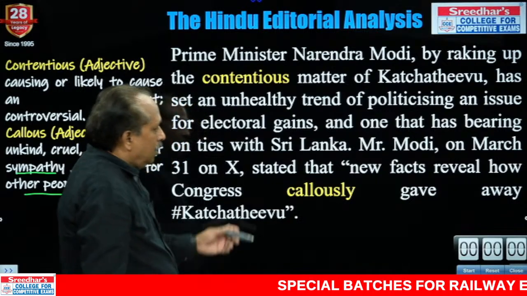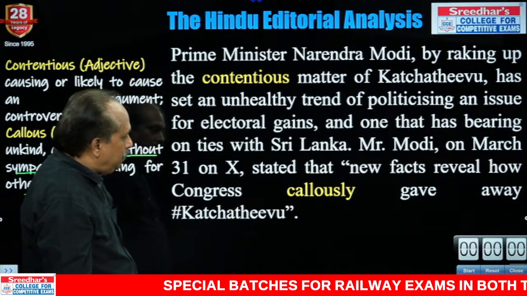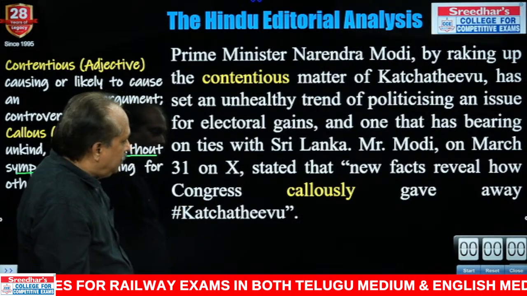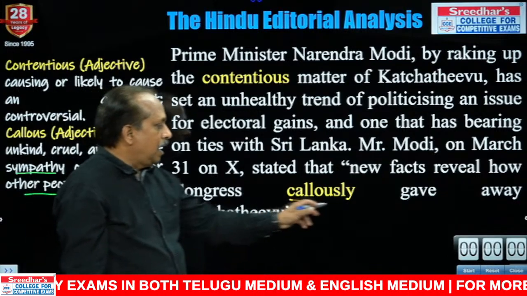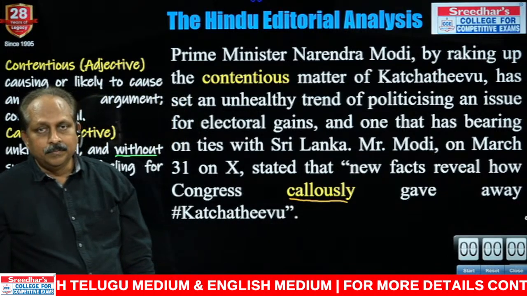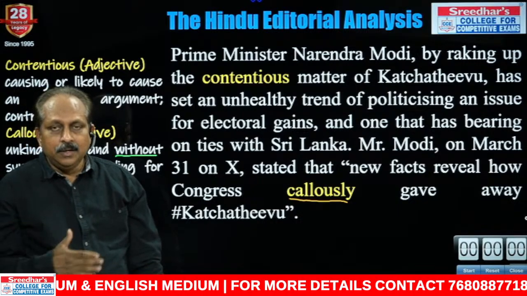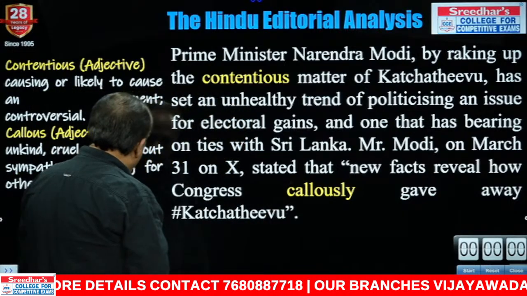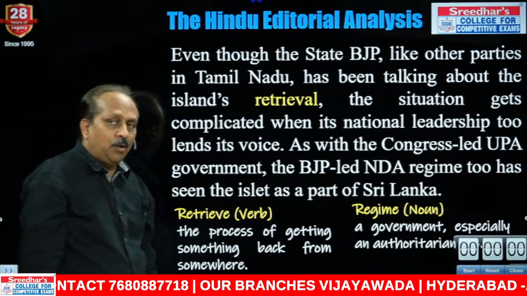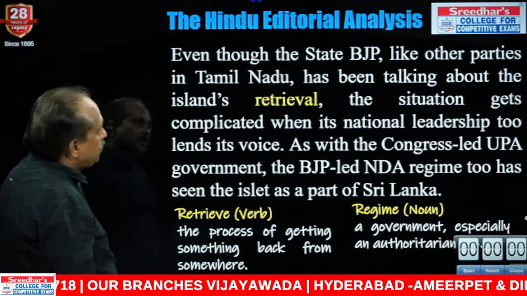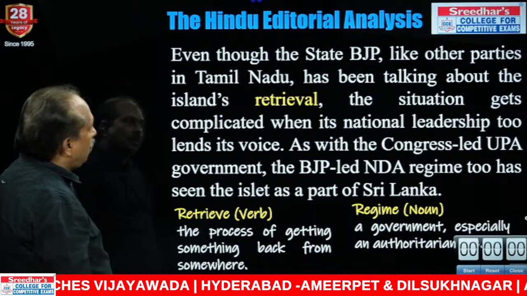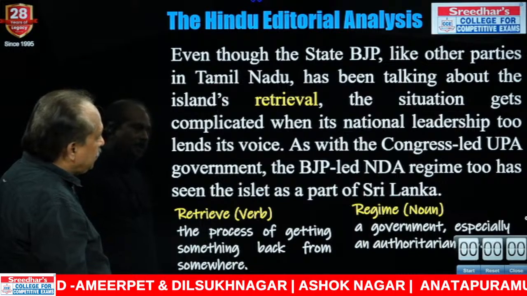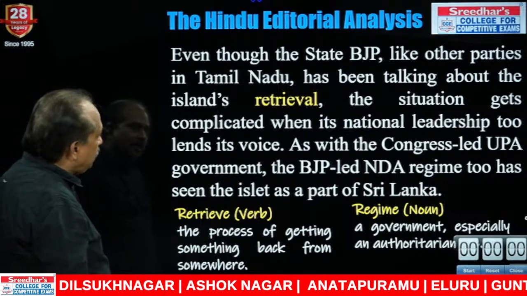In this context, the Prime Minister says new facts reveal, new facts disclose or make public how Congress carelessly gave away Kachativu. Here, carelessly has been used as an adverb. Careless person, adjective. He has done it carelessly, means adverb. It is an accusation by Prime Minister Modi on the platform of X. Even though the state BJP, like other parties in Tamil Nadu, has been talking about the island's retrieval, the situation gets complicated when its national leadership too lends its voice.